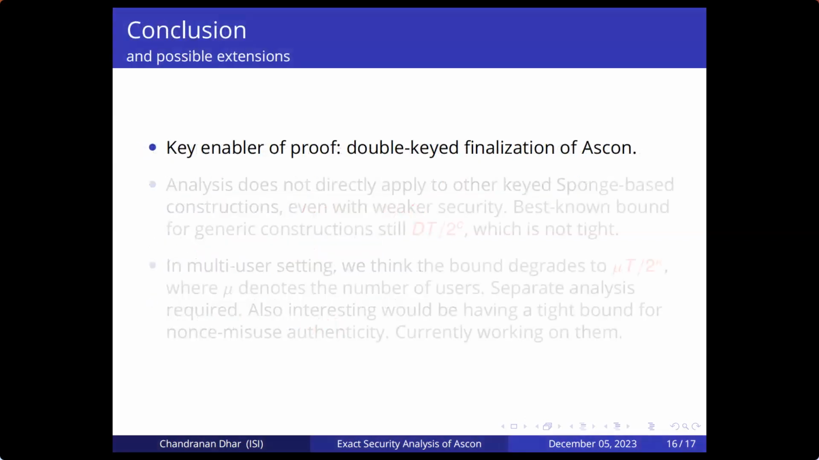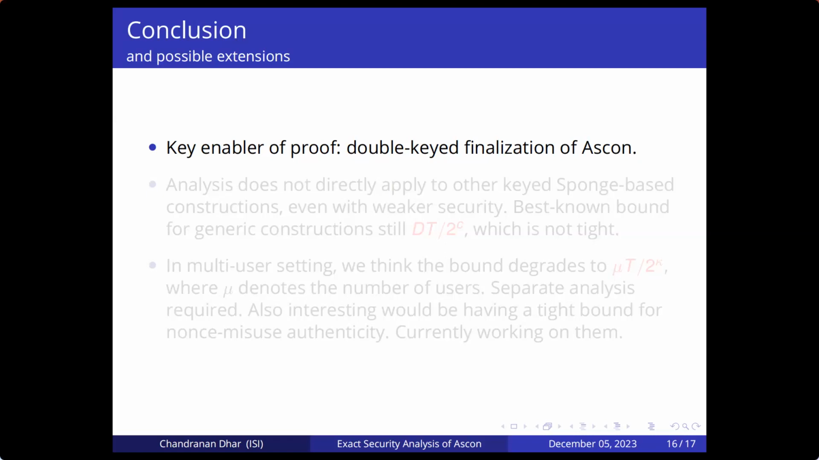And so now I conclude, and there are also some possible extensions of our paper which we are working on. The key enabler of the proof is the double keyed finalization of S1. As I've already mentioned, it has both a double keyed initialization and a finalization. For this analysis, we did not take advantage of the double keyed initialization much. Only the double key finalization played a huge role in our proof.